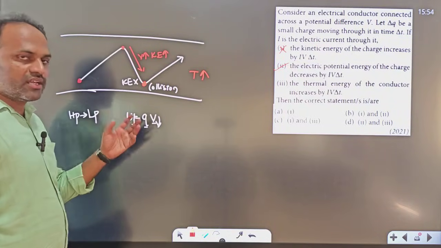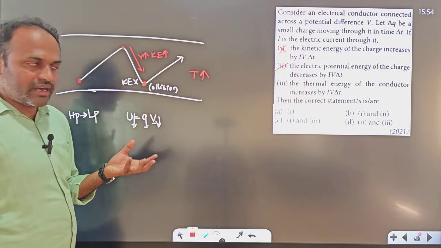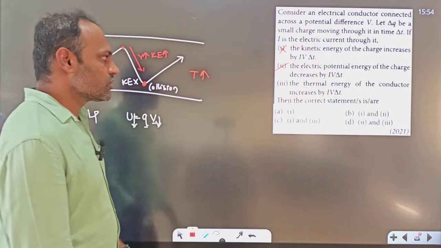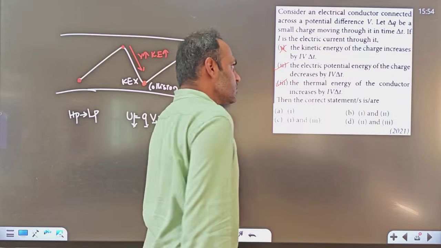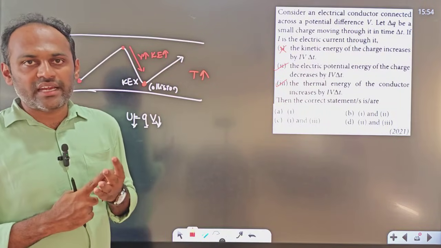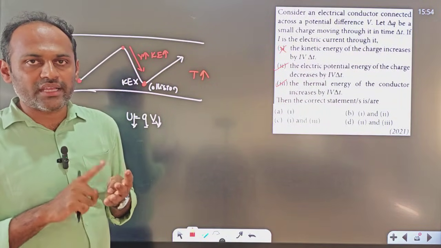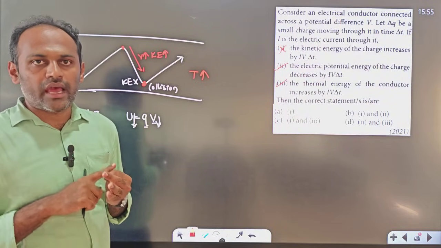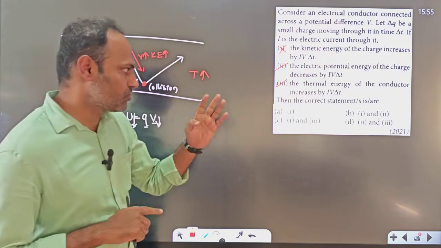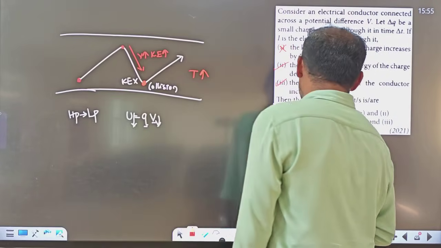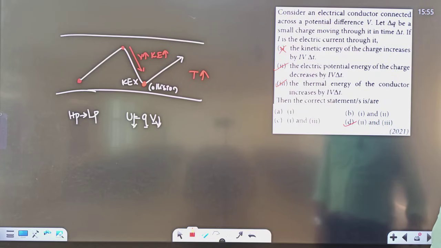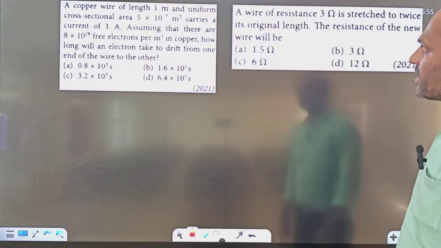It increases its temperature, hence thermal energy increases. Where does that kinetic energy go? It gets converted into heat. So the thermal energy of the conductor increases. So remember, there is no increase in kinetic energy. Kinetic energy gained by the electrons will be lost in the next collision. Potential energy decreases and thermal energy increases. This is what happens. So the first is wrong, second and third are correct. Right? So those are the correct statements they are asking. Okay, we'll move on to the next question.